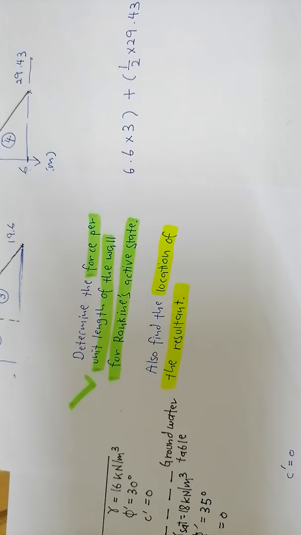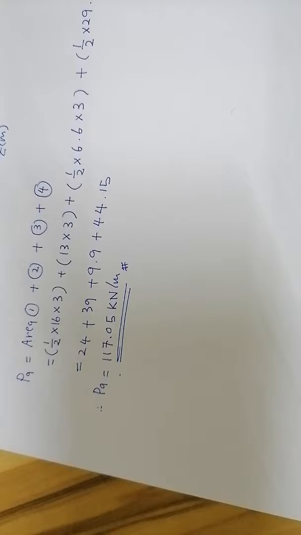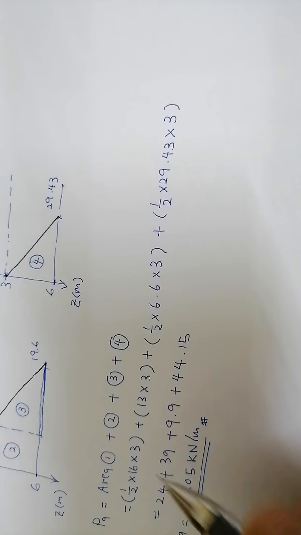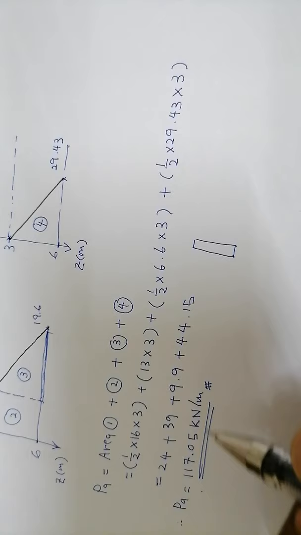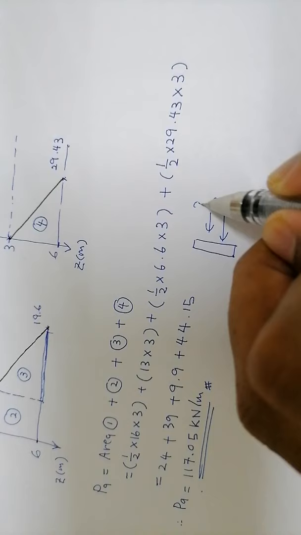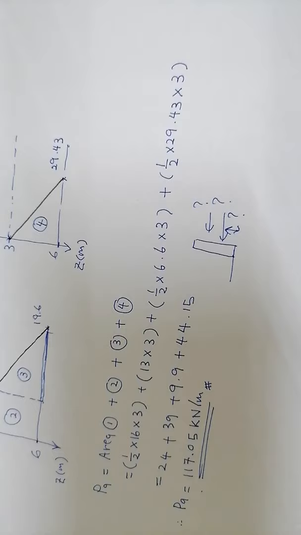So how to do this? Okay, we did this already last week. It is based on moment, okay? So we want to know where it is located. So this is the wall. I'm going to explain one more time. Okay, this is your wall. So this is the resultant, which is 117.05 kilonewton per meter. But where is the location measured from the bottom of the wall? What is this distance here? Okay, this distance. So we're going to find this.